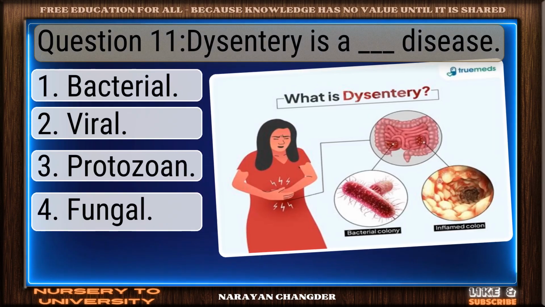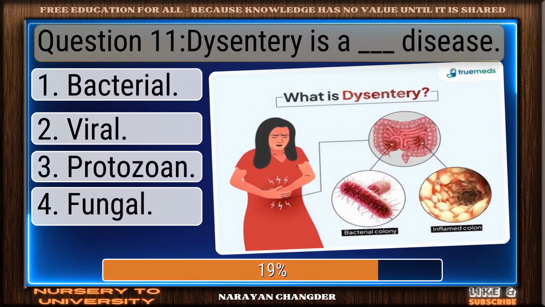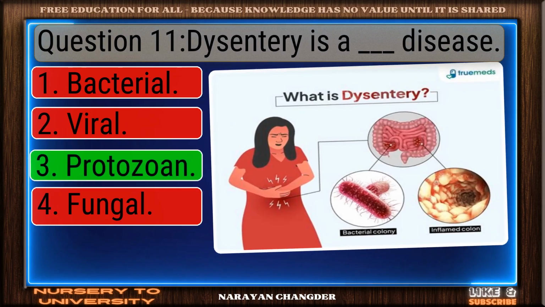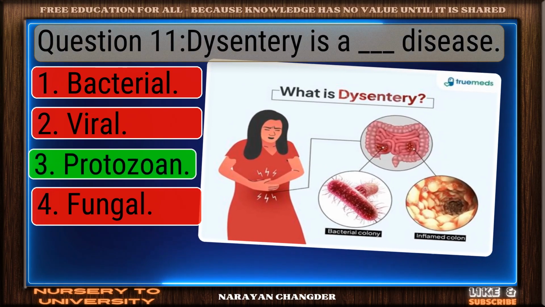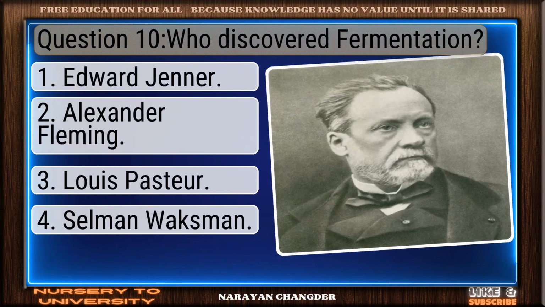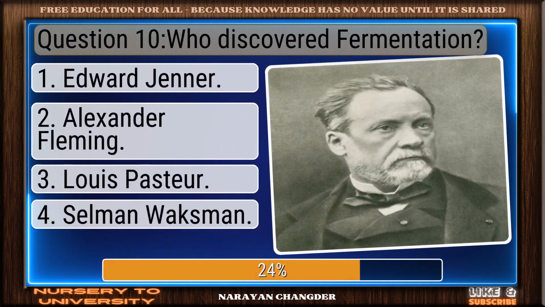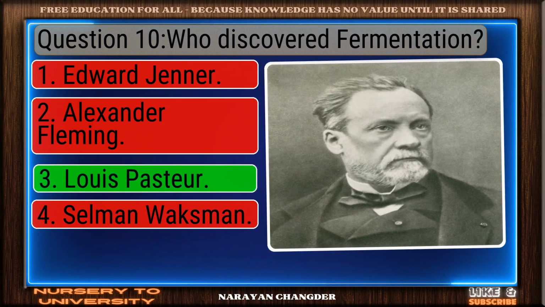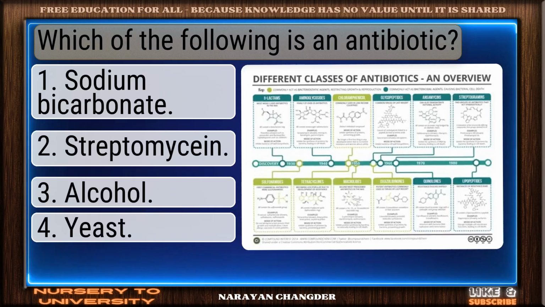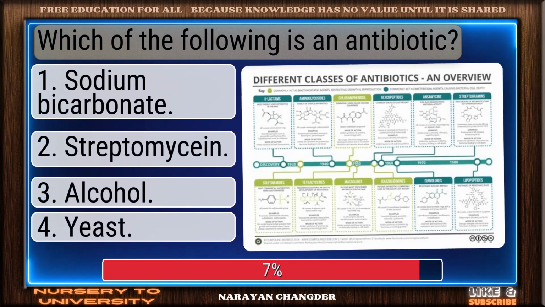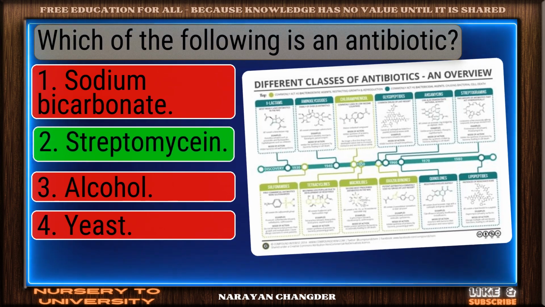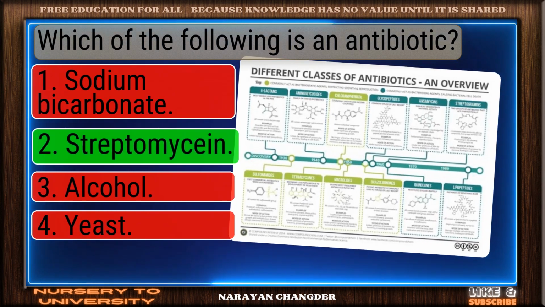Question 11. Dysentery is a dash disease. Great thinking. Protozoan is the right choice. Question 10. Who discovered fermentation? Nice work. You chose Louis Pasteur and it is correct. Which of the following is an antibiotic? Smart pick. Streptomycin is the correct choice.